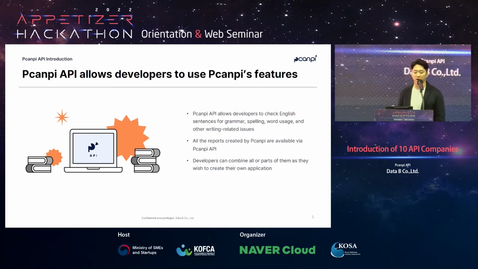PickandPy API allows developers to use PickandPy's features and build their own applications. PickandPy API allows developers to check English sentences for grammar, spelling, word usage, and other writing-related issues. All the reports created by PickandPy are available via PickandPy API. Developers can combine all or parts of them as they wish to create their own applications.